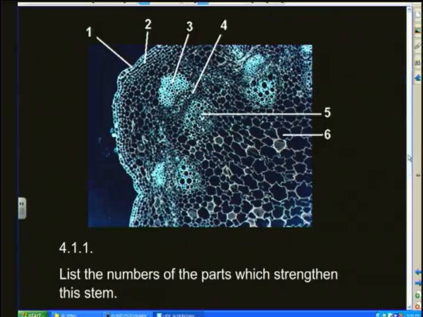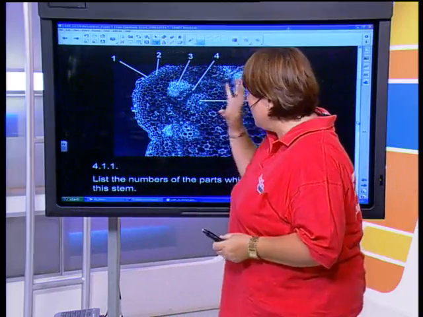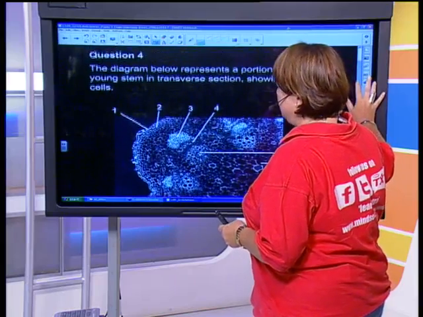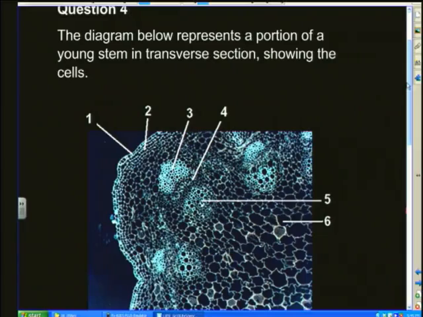Okay. Plant tissue, the same. Because you did plant tissue and you do plant organs, I can combine the two sections together. This looks a bit strange, but let's read what it says. It tells me the diagram below represents a portion of a young stem. We looked at plant organs. You need to know the dicotyledonous stem.